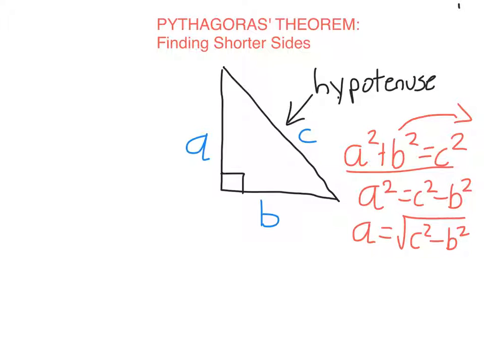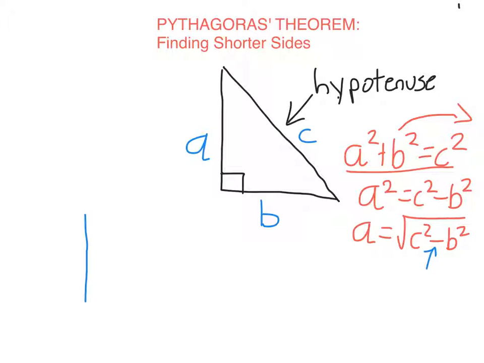Now, when we were finding the length of the hypotenuse, there was a plus inside the square root. Here it is a minus. So we are subtracting, and it has to be the shorter side from the longer side. So we can use this formula to find the length of a shorter side. So let's look at an example.